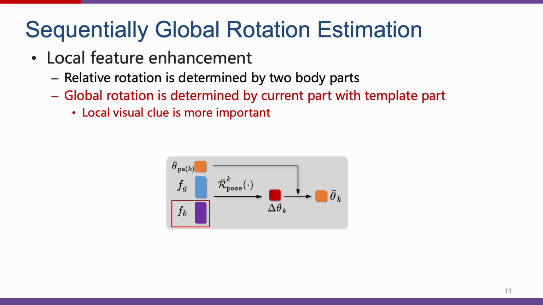Besides sequential estimation, we also consider complementary features to enhance global rotation estimation. Different from relative rotation, which is determined by 2 body parts, the global rotation is determined by the current part in the image with the template part in 3D space. So local visual clues are more important to global rotation estimation. Therefore we can concatenate a local feature with the global feature to provide local visual clues.